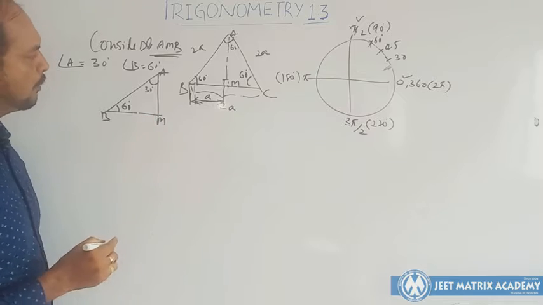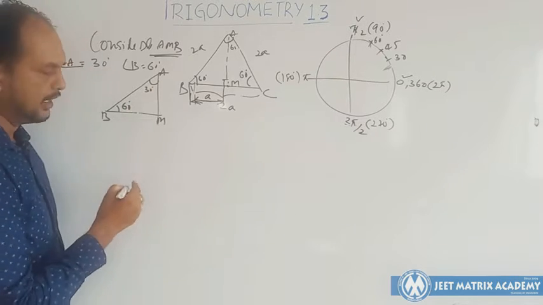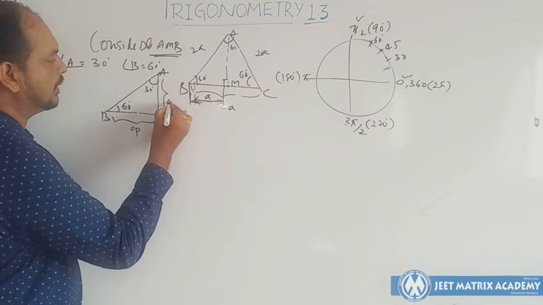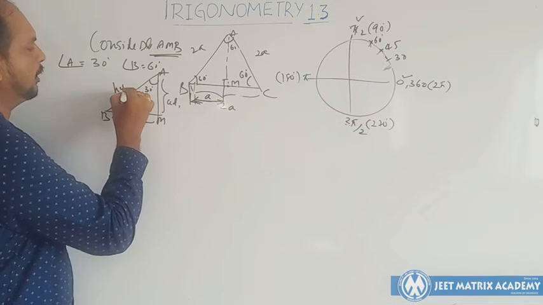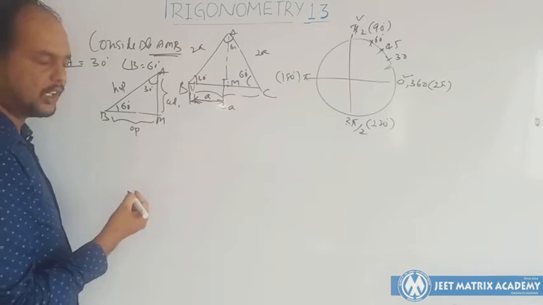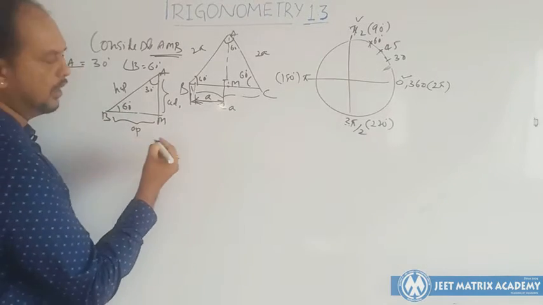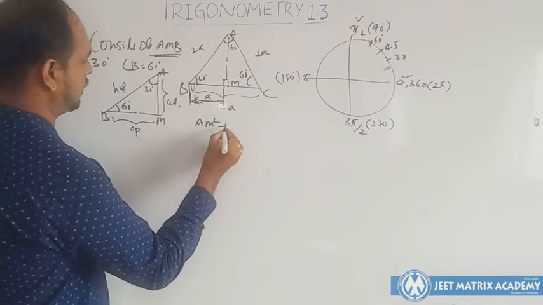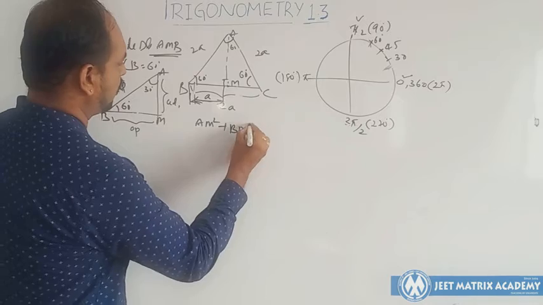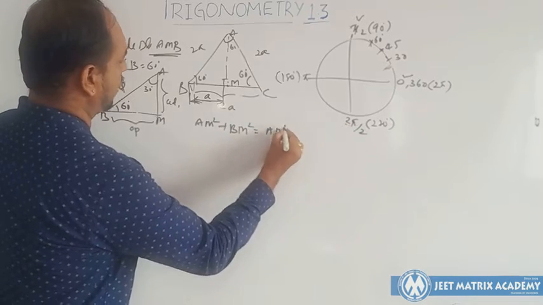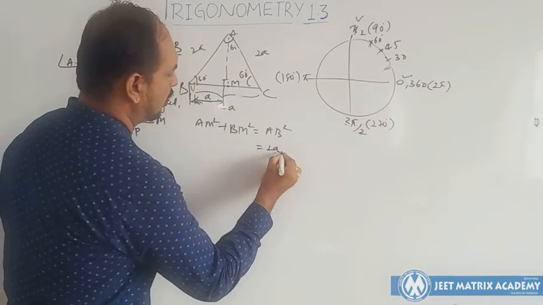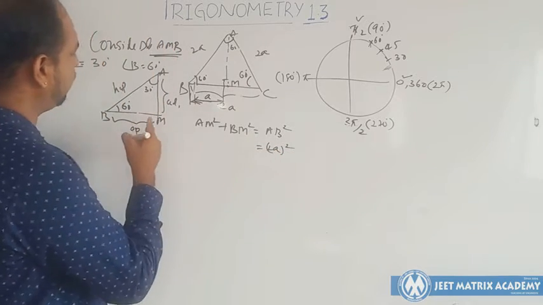If I am talking about angle A, then my opposite side will be this, this is my adjacent side, this is my hypotenuse. As per the Pythagoras theorem, what happens? AM square plus BM square equals AB square. I know AB is how much? It is 2a, 2a whole square. AM, I don't know AM.